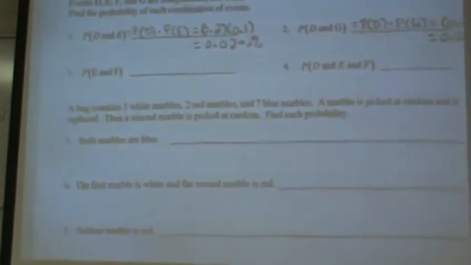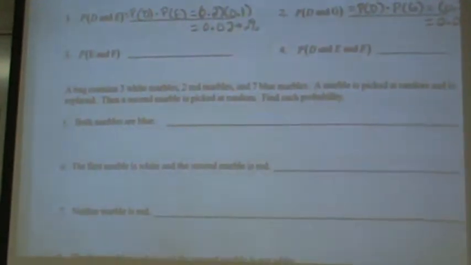Number 3, we're finding the probability of E and F. So this equals the probability of E times the probability of F. So the probability of E was 0.1. Probability for F is 0.4. When you multiply those out, you get 0.04, which translates to 4%.